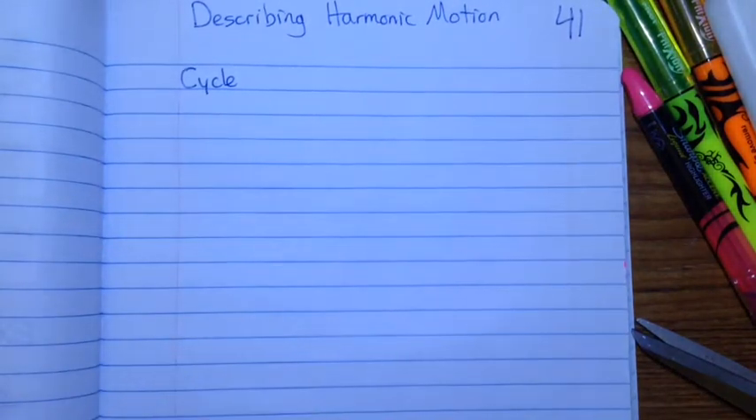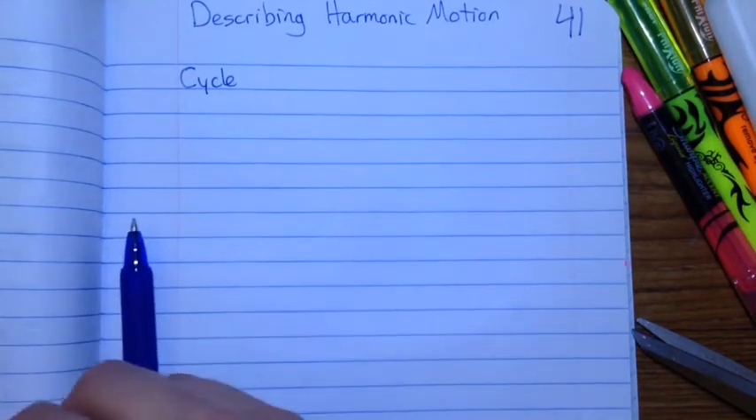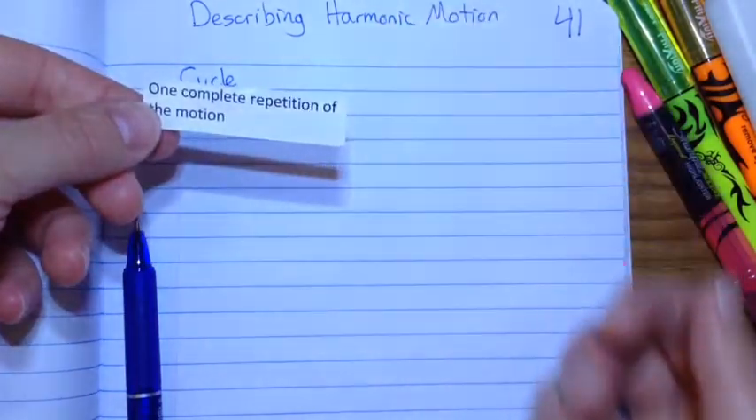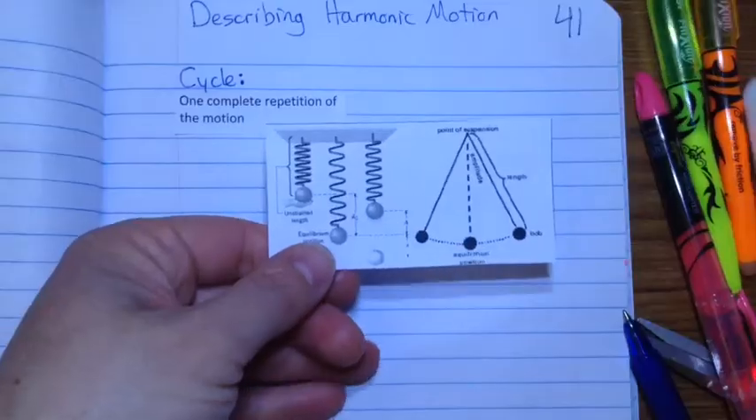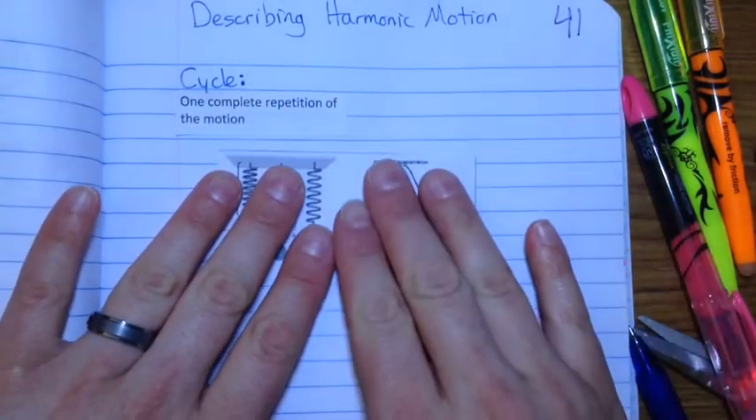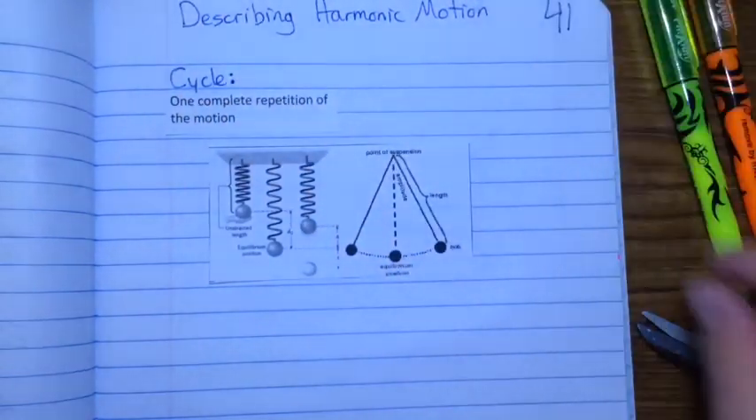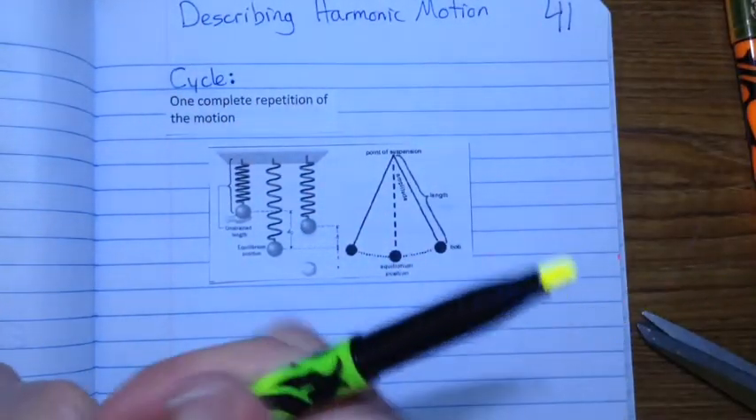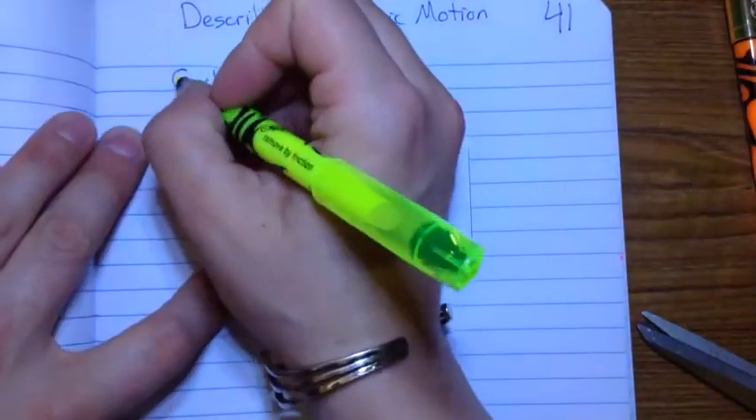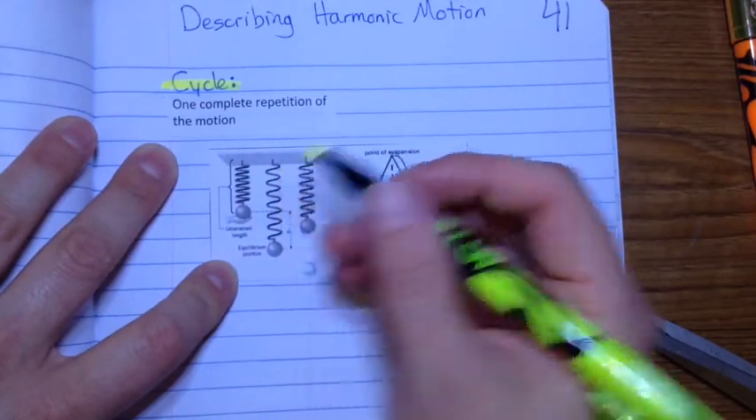Okay? A cycle. A cycle is one complete repetition of the motion. Okay? One complete repetition. So the pictures, you can leave them glued together. Just a little bit of glue. Go ahead and glue those in. Whatever color you use for equilibrium position, set it to the side. Use a different color. So, cycle. One complete repetition of the motion.